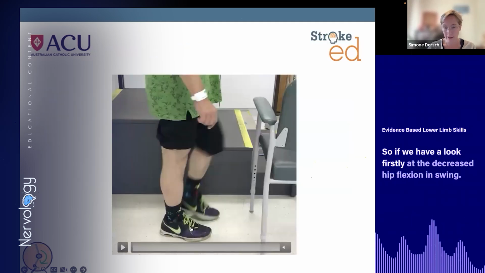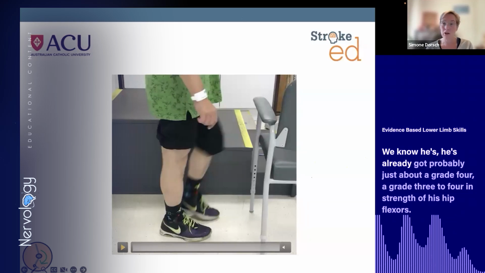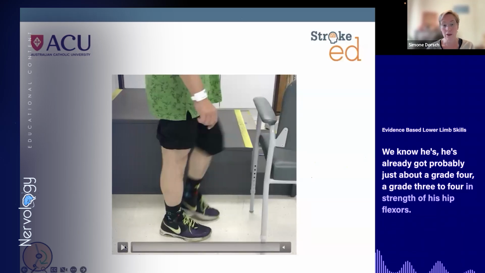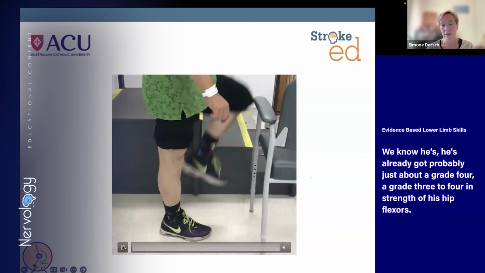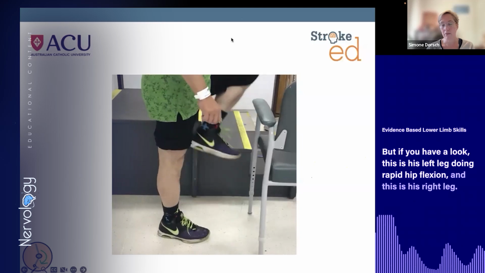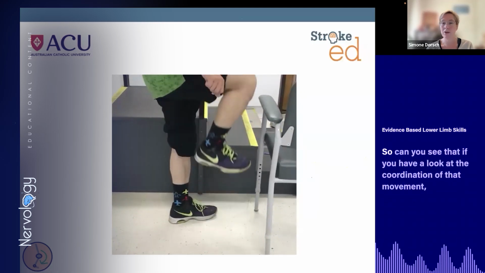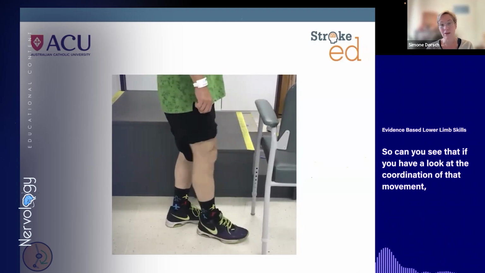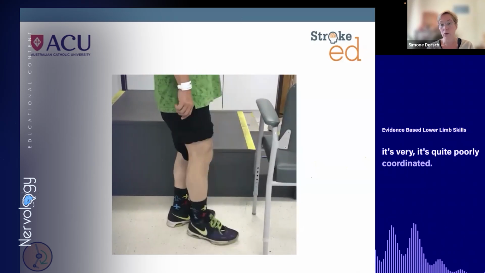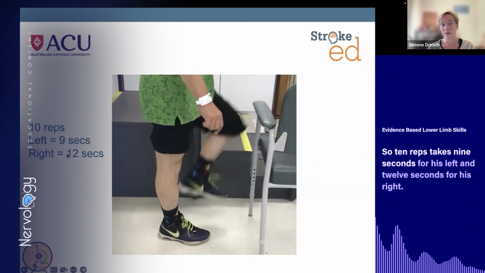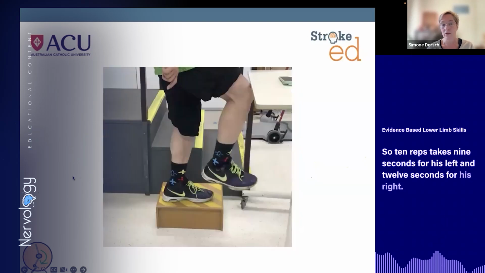So if we have a look firstly at the decreased hip flexion in swing, we know he's already got probably just about a grade 3 to 4 in strength of his hip flexors. But if you have a look, this is his left leg doing rapid hip flexion, and this is his right leg. So can you see that if you have a look at the coordination of that movement, it's quite poorly coordinated. 10 reps takes 9 seconds for his left and 12 seconds for his right.